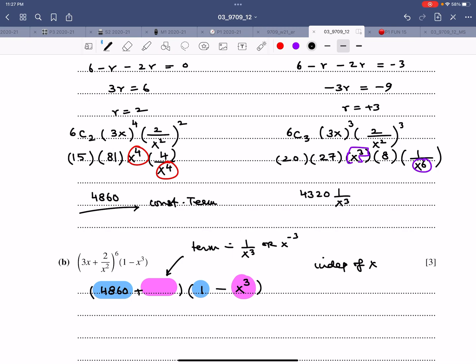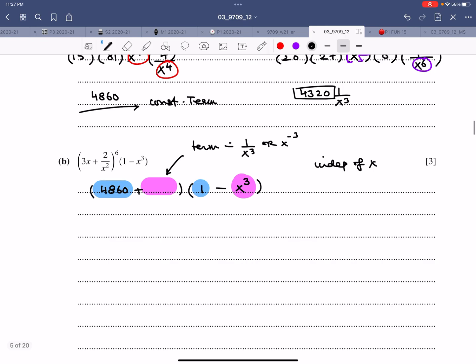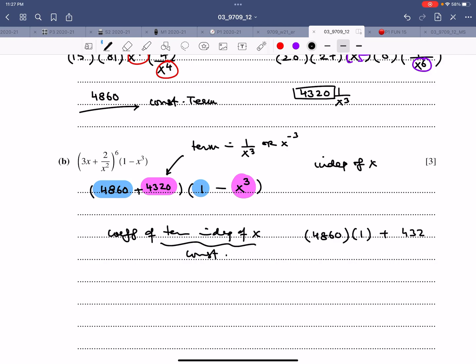So 4320 goes over here, and the coefficient of term independent of x, the coefficient of constant term is 4860 into 1 plus 4320 into negative 1. You would simplify. So therefore this answer comes out to be, the difference is 540. That is the coefficient of x. That is what we get.